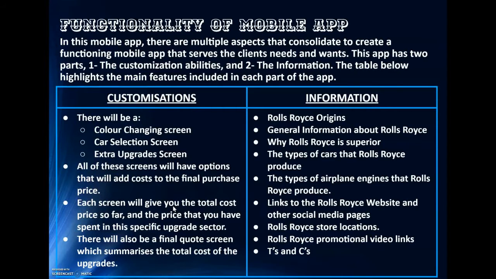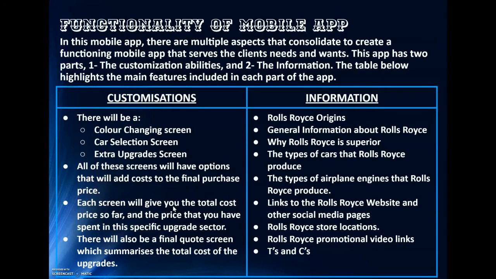For the customizations, there will be a color changing screen, car selection screen, and an extra upgrade screen. All of these screens will have options that can add costs to the final purchase price of the car. Each screen will give you the total cost of the price so far, and the price that you have spent in this specific upgrade sector. There will also be a final quote screen which summarizes the total cost of the upgrades.